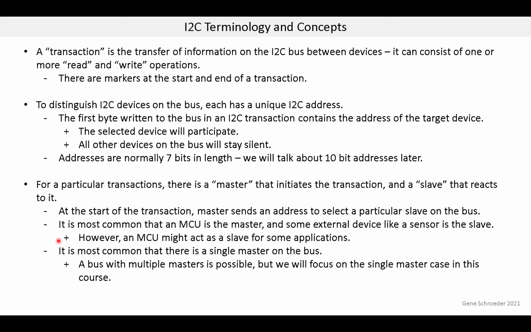However, an MCU can act as a slave for some applications. Now, it's most common that there is a single master on the bus. A bus with multiple masters is possible, but we will focus on the single master case in this course. One last thing I want to mention is that in an I2C transaction, the master has no address. It doesn't need one.